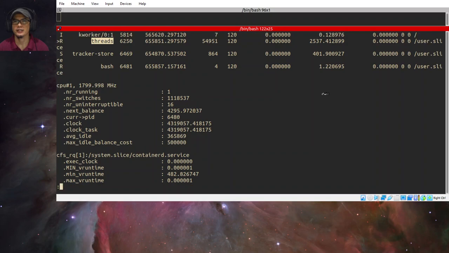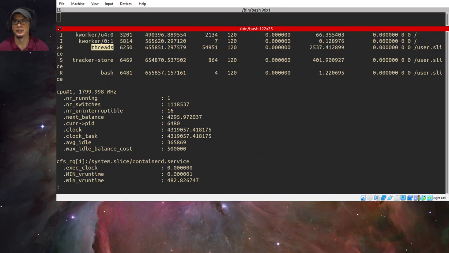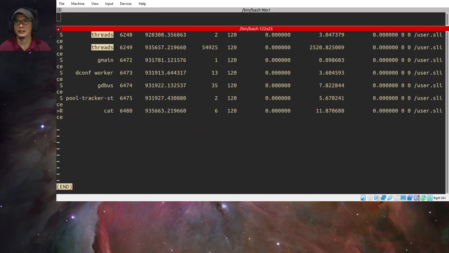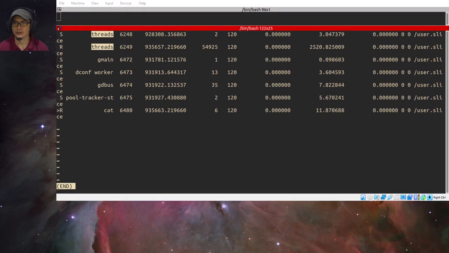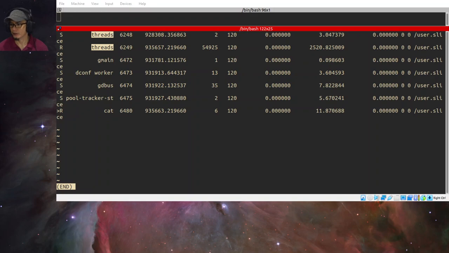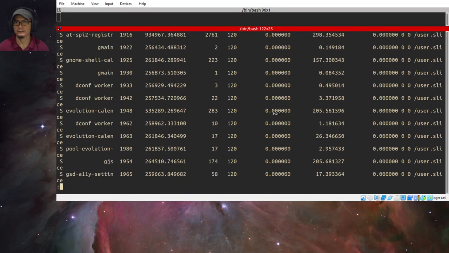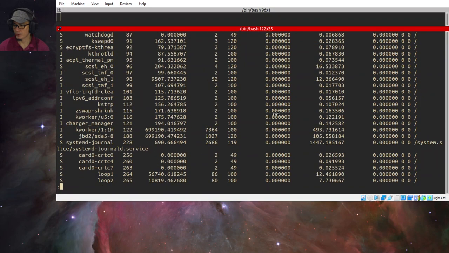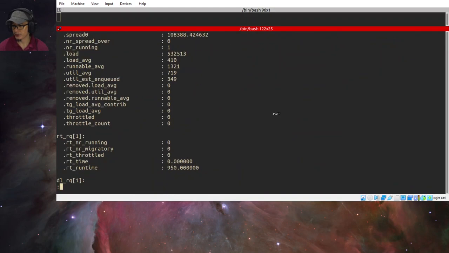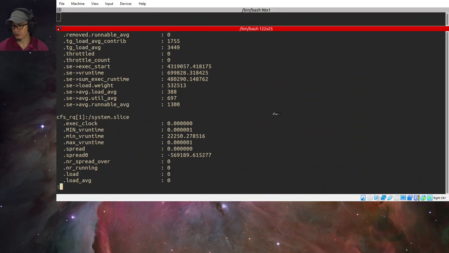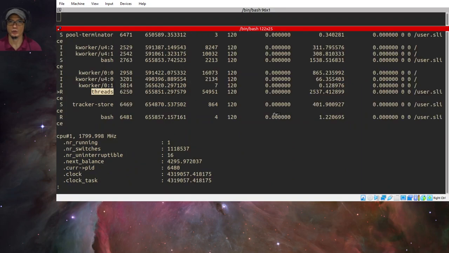So we have one thread here, state is running. The process ID is 6250 for the thread ID. Then we have another thread here, 6248 and 6249. So what CPU are these threads running on? I think it is CPU 1, right?